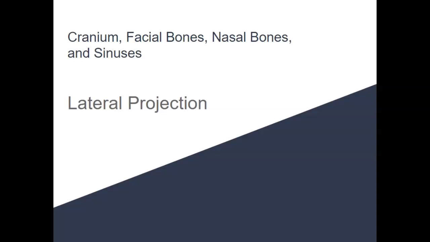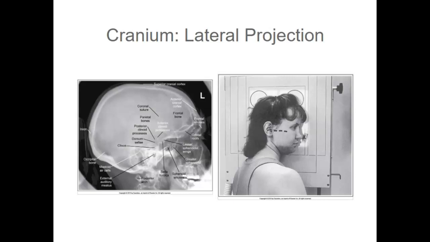In this presentation, we will review the image analysis of the cranium, facial bones, nasal bones, and sinuses for the lateral projection. Image analysis guidelines for the lateral projection of the cranium, facial bones, nasal bones, and sinuses state that when visualized, the sella turcica is demonstrated in profile.